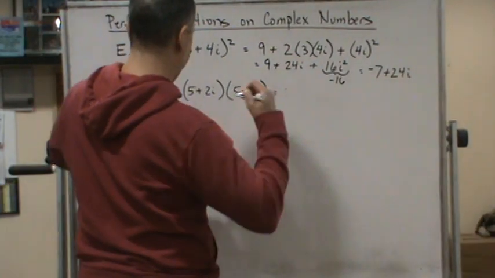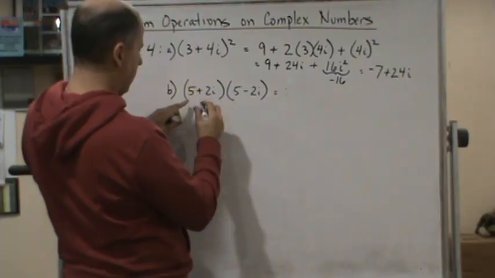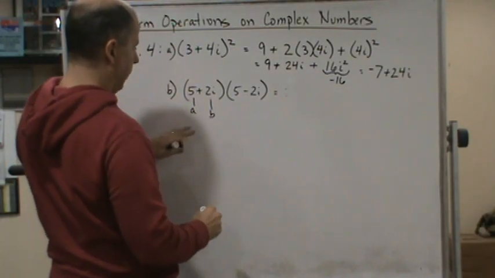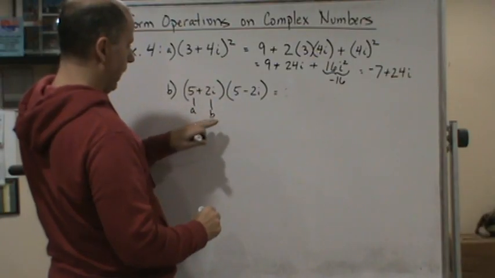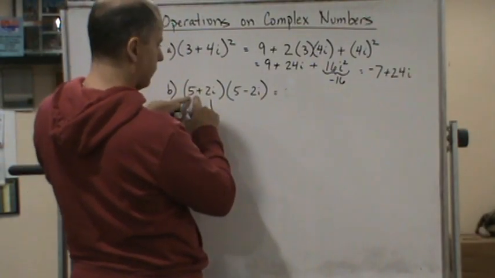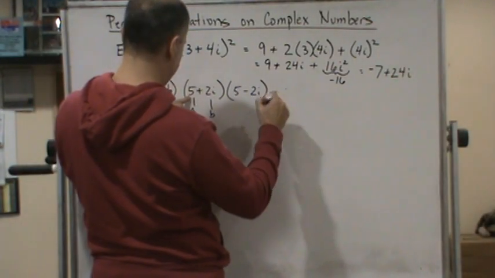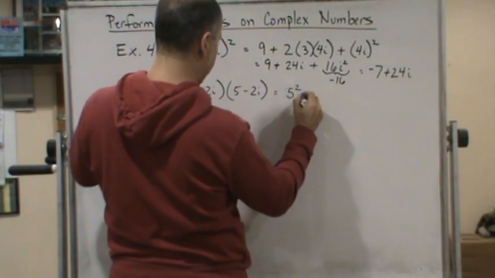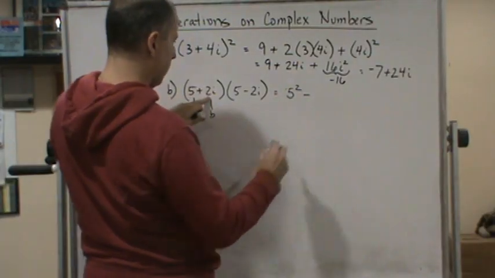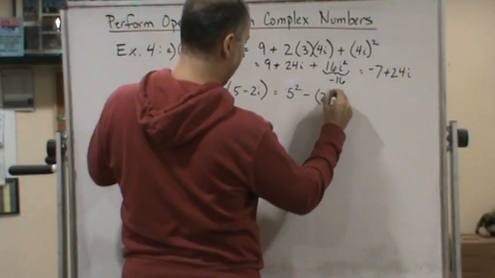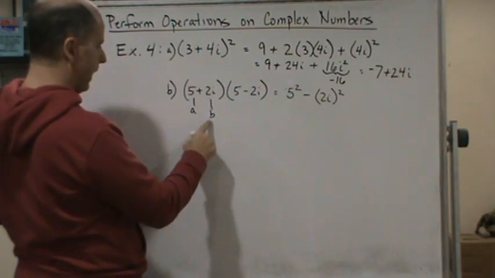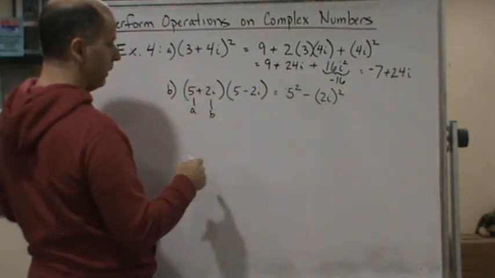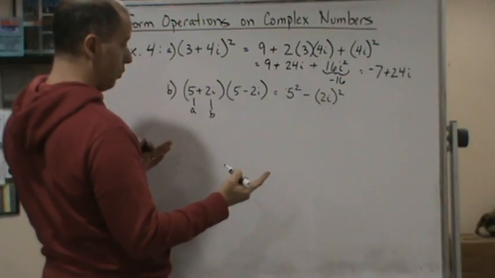Okay, so it's a difference of two squares, so this is my A, and this is my B, so it's A squared minus B squared. So I already doubled it when I did that. I was going a little too fast. So this is going to be 5 squared minus (2i) squared, because that's my A and B, right? Because this has the form that will give me a difference of two squares.